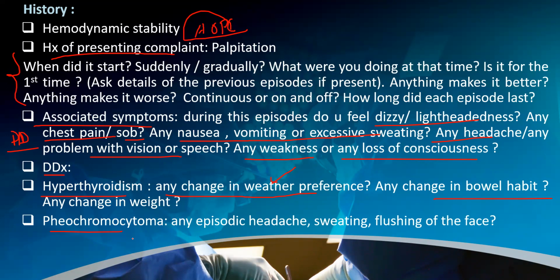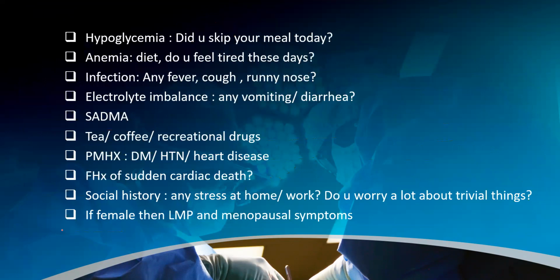So you already know this patient has palpitation, and you ask the other questions, like, do you get any episodic headache, flushing of your face, or sweating? I haven't seen pheochromocytoma come up in the exam, so don't think about it too much. Then hypoglycemia. Did you skip your meal today before this racing of the heart started? And do you have any history of diabetes? So you are finished with endocrine.